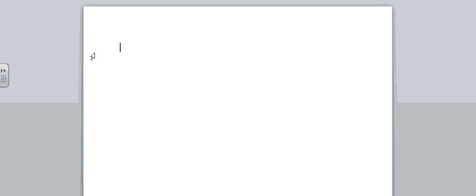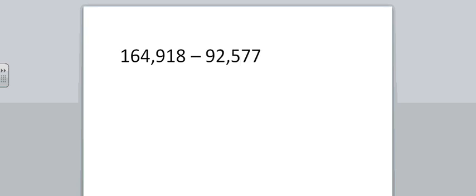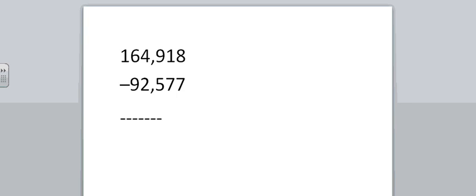I'm on number 6 now, which is 164,918 minus 92,577. Again, what do we have to do? We have to line it up. So, think of lining up the commas. This is a weird line thing across the page.